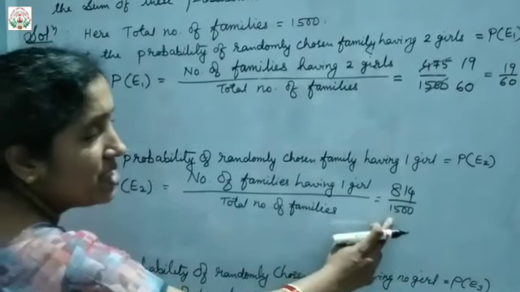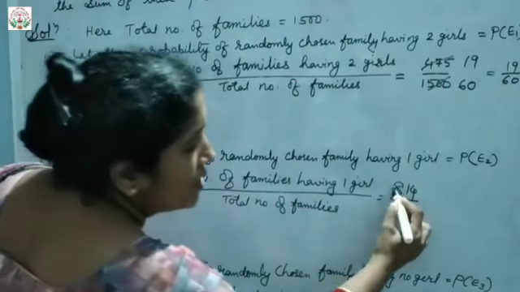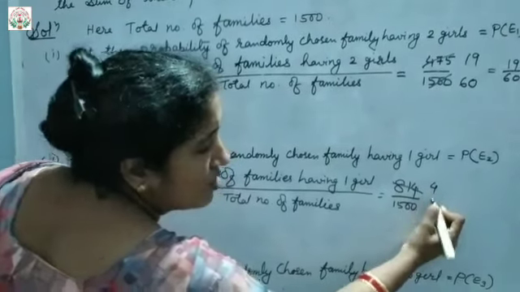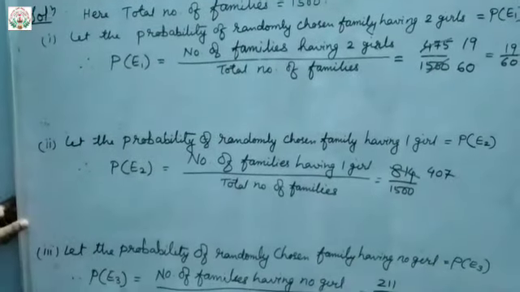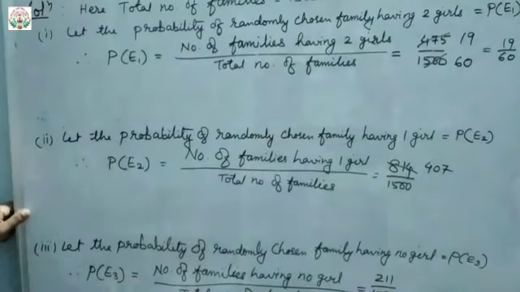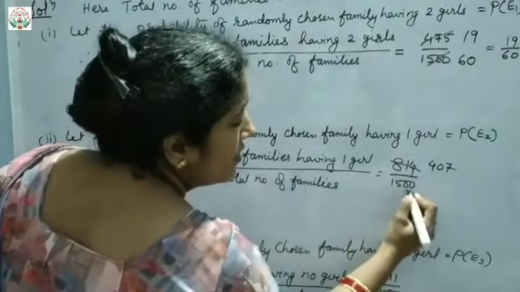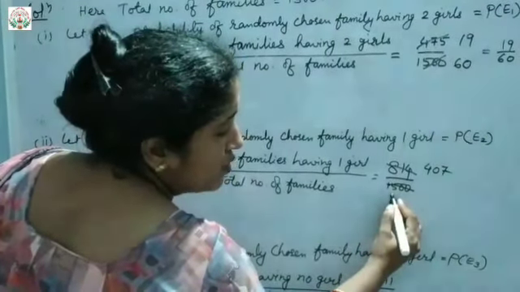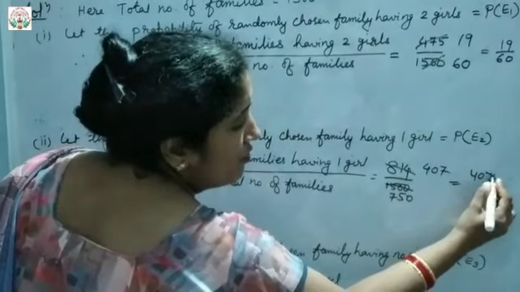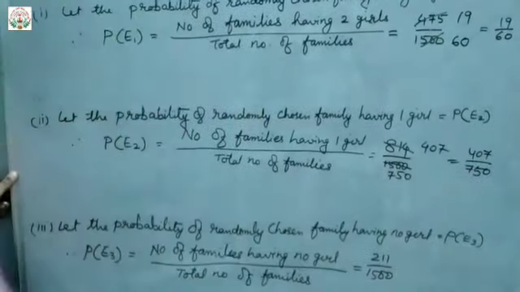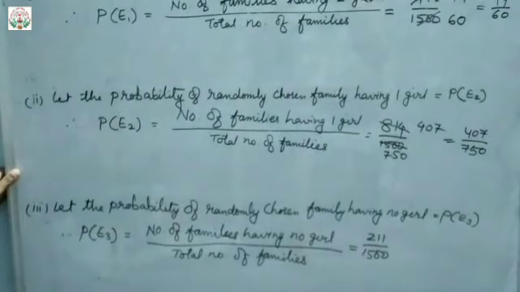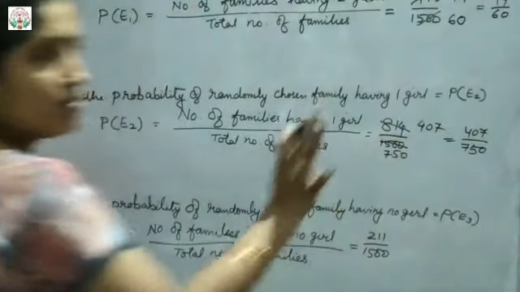It is divisible by 2. 2 fours are 8, 2 sevens are 14, and 2 fives are 10. So the numerator will be 407 and the denominator will be 750. Further it is not divisible, so we will leave it like this only.